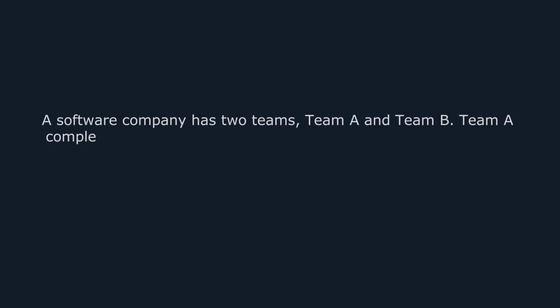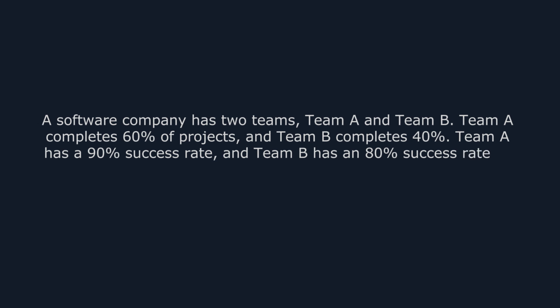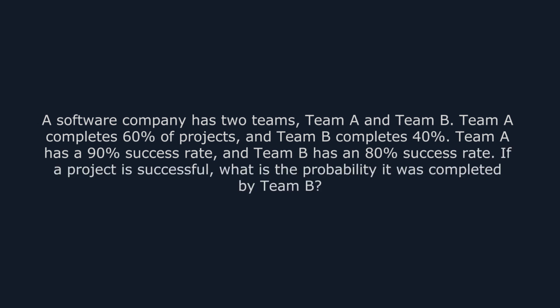A software company has two teams, Team A and Team B. Team A completes 60% of projects, and Team B completes 40%. Team A has a 90% success rate, and Team B has an 80% success rate. If a project is successful, what is the probability it was completed by Team B?